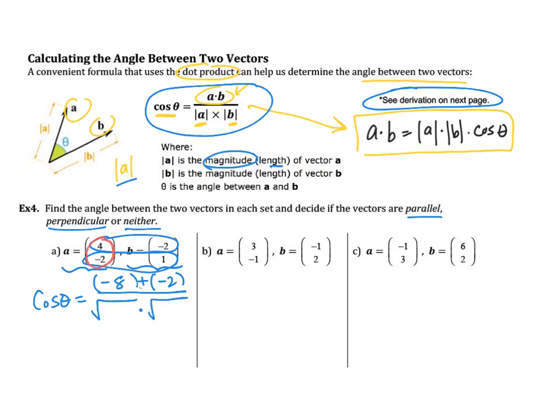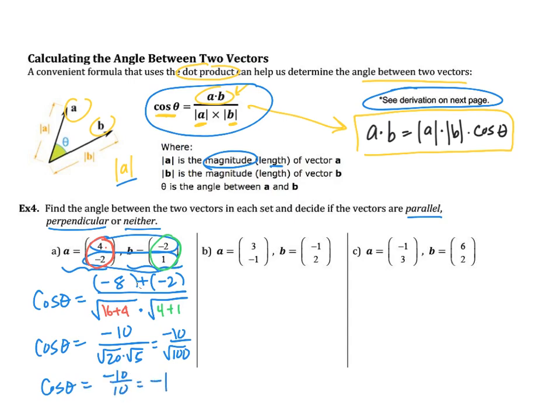So vector A, this is, remember, the x length and the y length, so we're just doing Pythagorean theorem, so that's 16 plus 4, because 4 squared is 16, -2 squared is 4. And for this one, it's -2 squared, which is 4, plus 1 squared, which is 1. So when I simplify this, I get -10 divided by the square root of 20 times the square root of 5. Well, the square root of 20 times the square root of 5 is the square root of 100, and that's -10 divided by 10, which is -1.